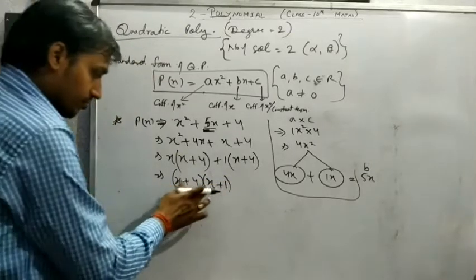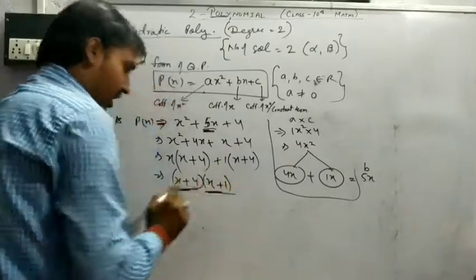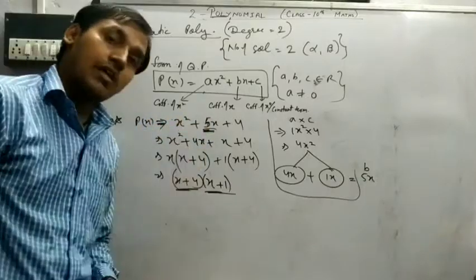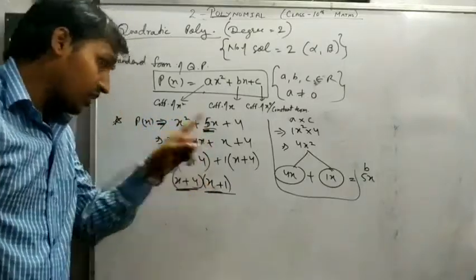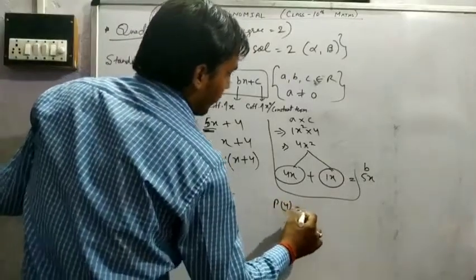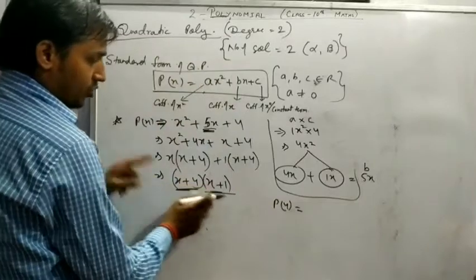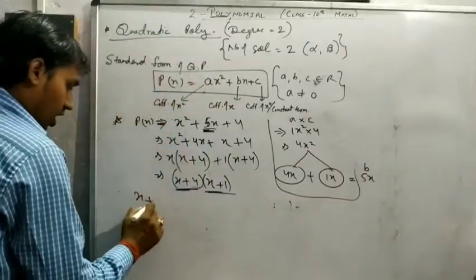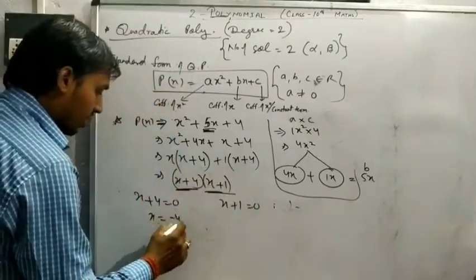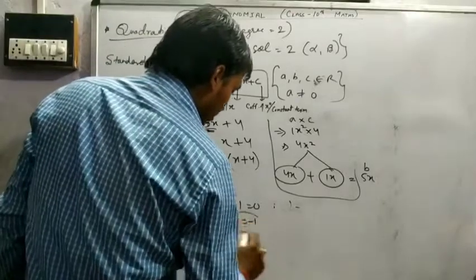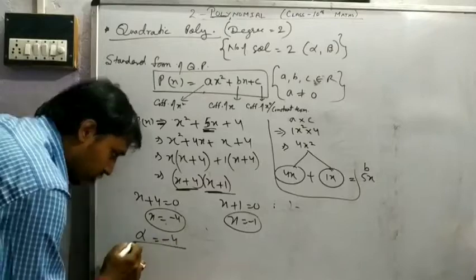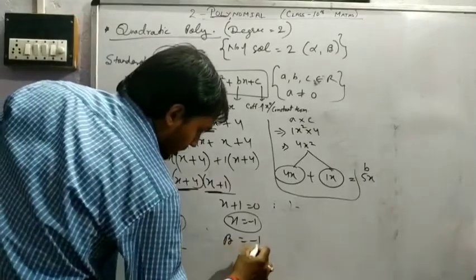So the first factor and second factor are x plus 4 and x plus 1. You know that if the polynomial is divided by x plus 4, it gives remainder 0, and x plus 1 also gives remainder 0. You can check that with p of minus 4. The solution: x plus 4 equal to 0, x plus 1 equal to 0. So here you get solution -4, and here you get solution -1. So you can say alpha is -4 and beta is -1.